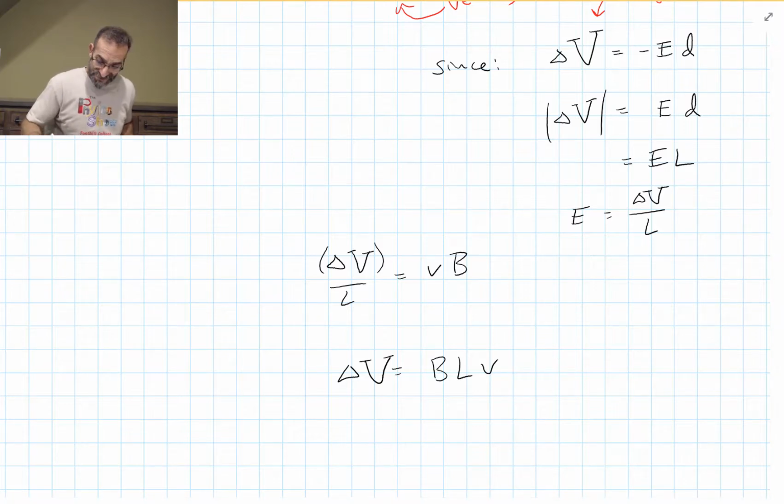And one more time, this little v is velocity, and this capital V is potential difference.